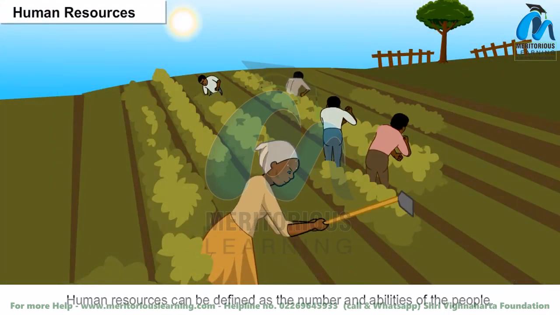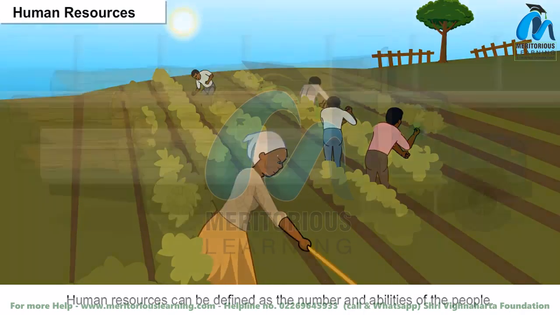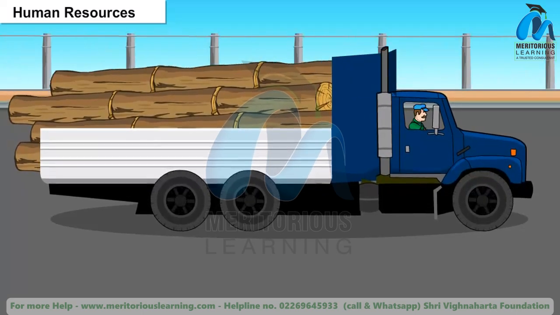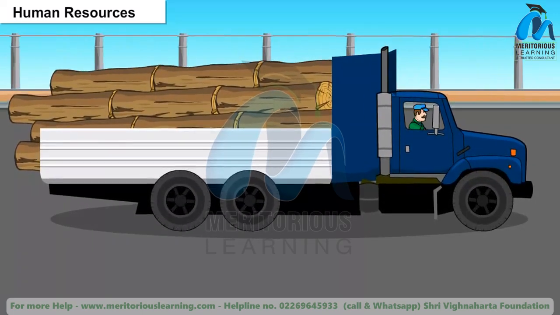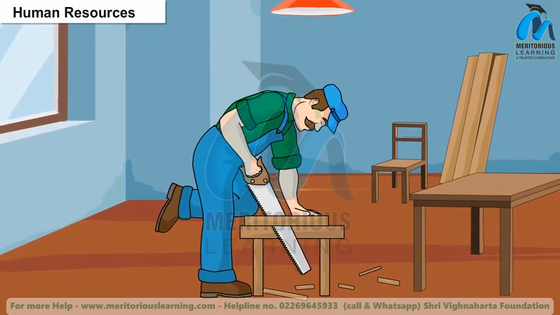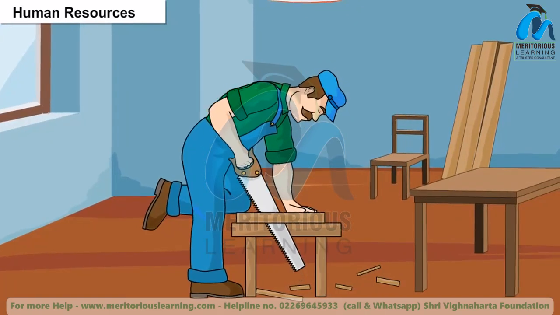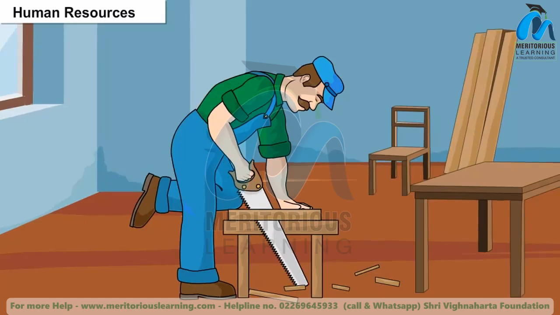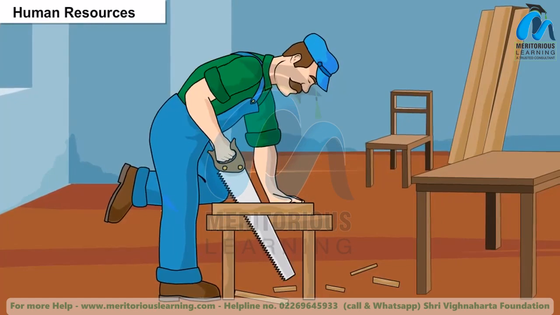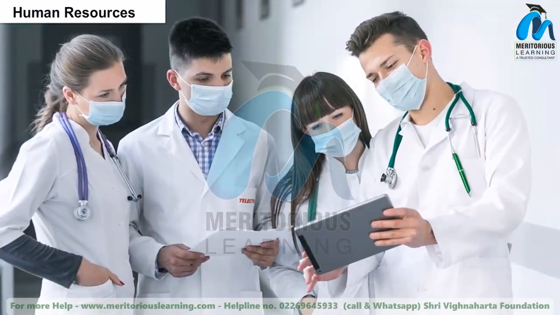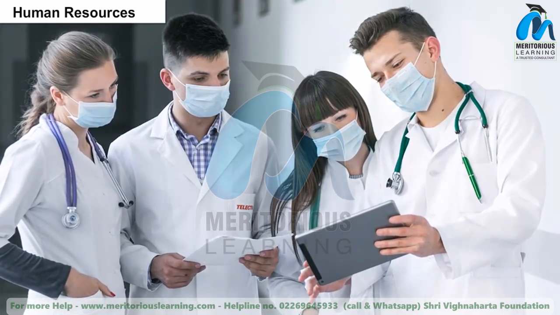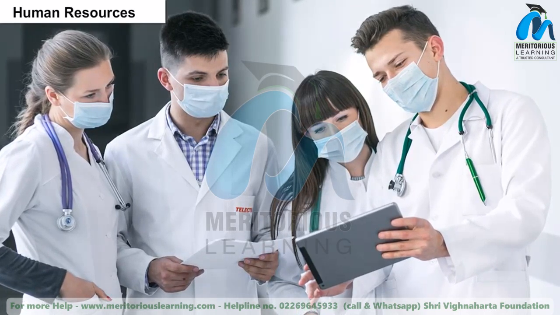Human resources. Human resources can be defined as the number and abilities of the people. With the help of human resources, that is, the skills of humans, we have transformed natural resources into valuable resources. Example, transformation of wood obtained from forests into furniture. The ability to convert wood to furniture is human resource. If we are physically and mentally fit with formal education, we can create more and more human resources.